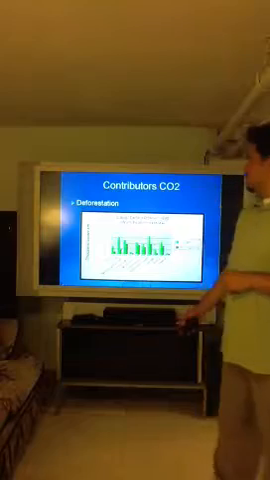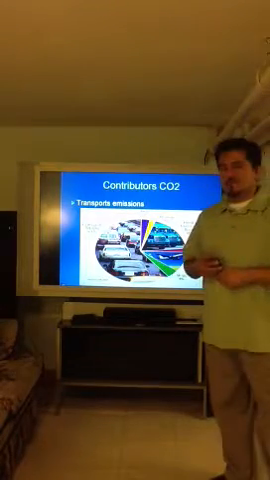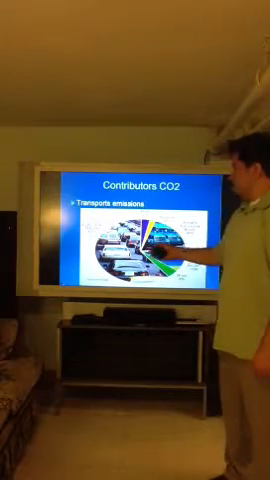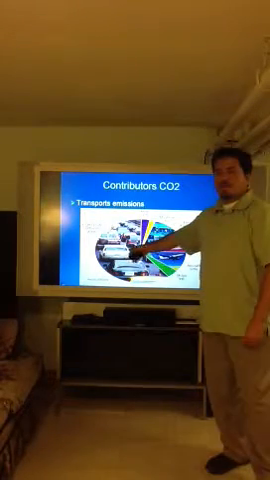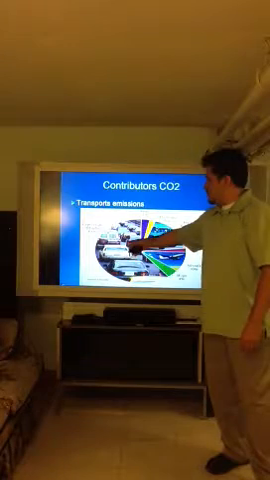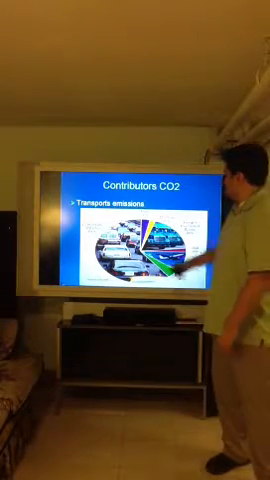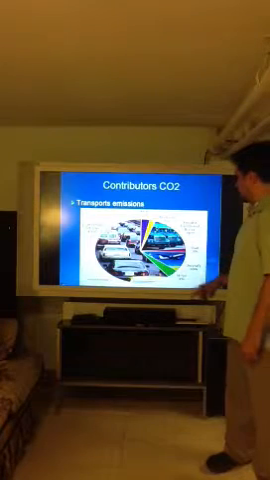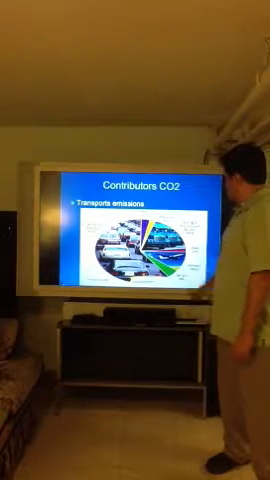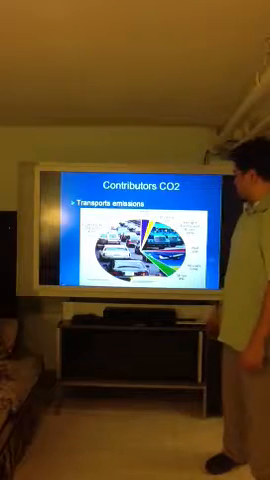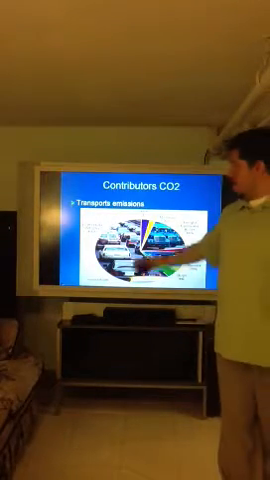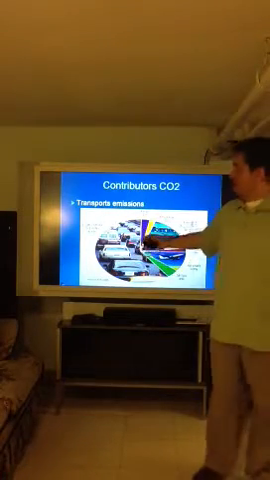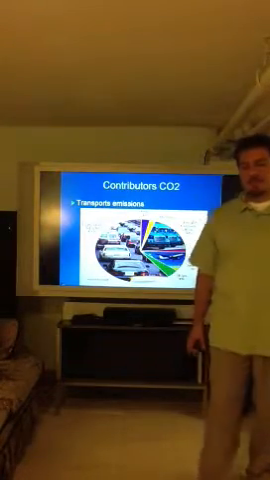Another contributor to CO2 is transport emissions. The biggest one is the vehicles that we drive, which constitute 61% of them. Freight trucks and buses, 18%, rail, 2%, aircraft, 10%, ships, 4%. As you can see, our automotive industry, the cars that we drive every day, constitutes 61%.